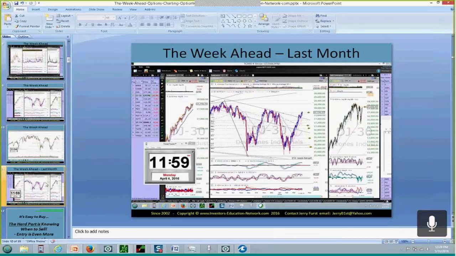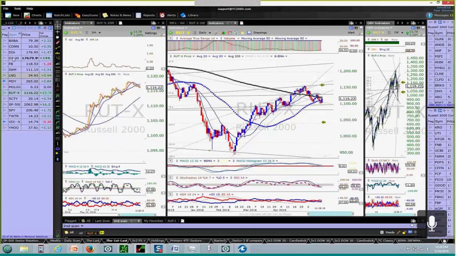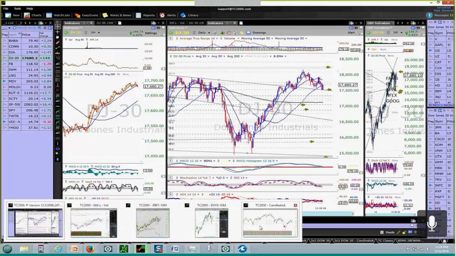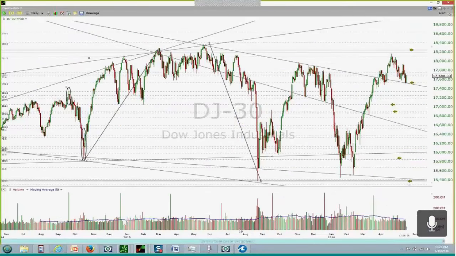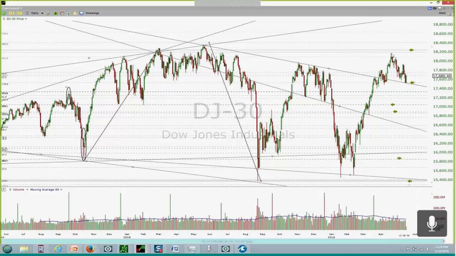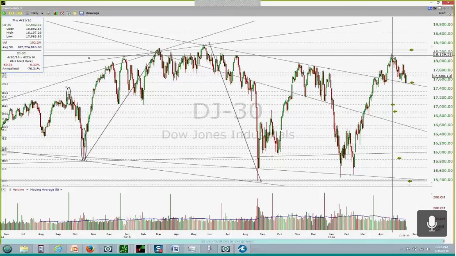So looking at the charts a month ago, you could see that the line that I drew right here, 18,200, was hit. And let's look at the live chart of that. This is on the Dow. And so here's the live chart. You can see that 18,200, it got hit right about here. It just got tapped that one day, 18,129.